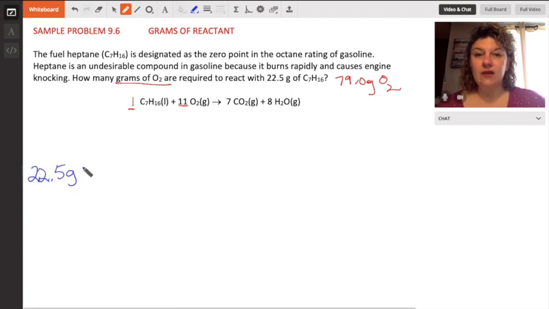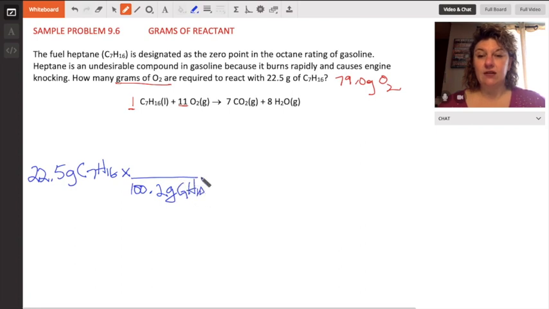22.5 grams of our C7H16. First, we use the molar mass to get into moles. So that was 100.2 grams of C7H16 per 1 mole of C7H16. Now, our grams of C7H16 have canceled out. We have moles of C7H16.